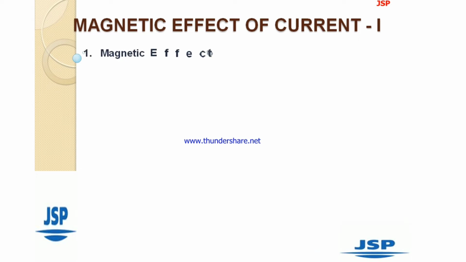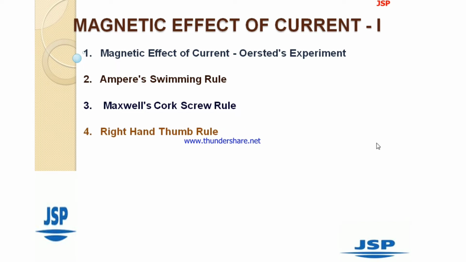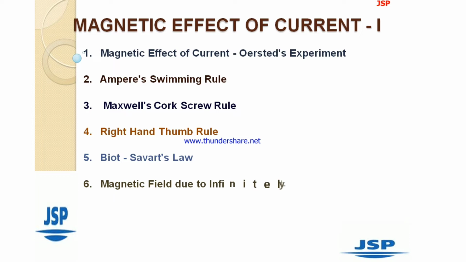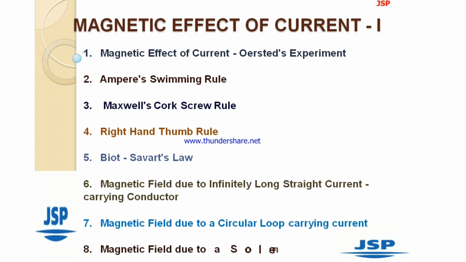The main topics are in this way: first, magnetic effect of current; Oersted experiment; second, Ampere's swimming rule; third, Maxwell's corkscrew rule; fourth, right hand thumb rule; fifth, Biot-Savart's law; sixth, magnetic field due to an infinitely long straight current carrying conductor; seventh, magnetic field due to a circular loop carrying a current; eighth, magnetic field due to a solenoid.